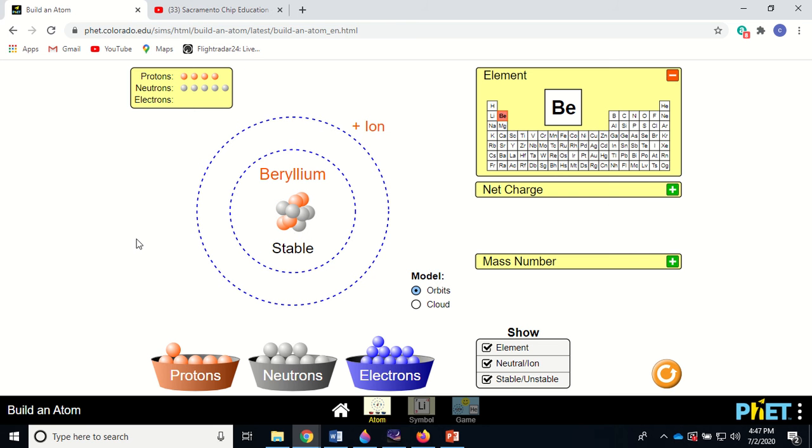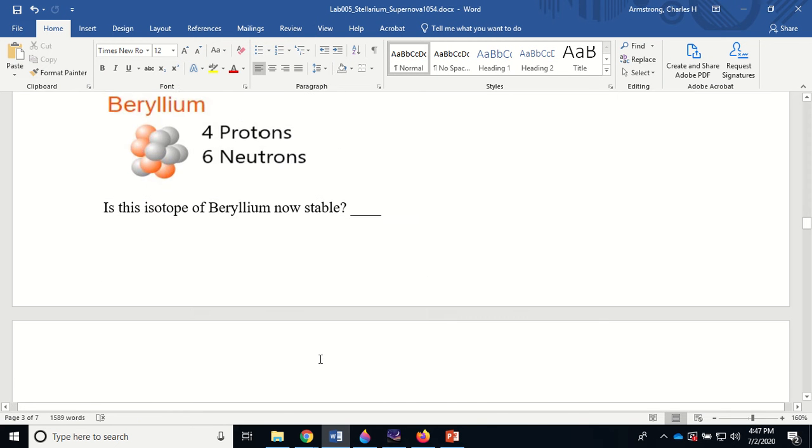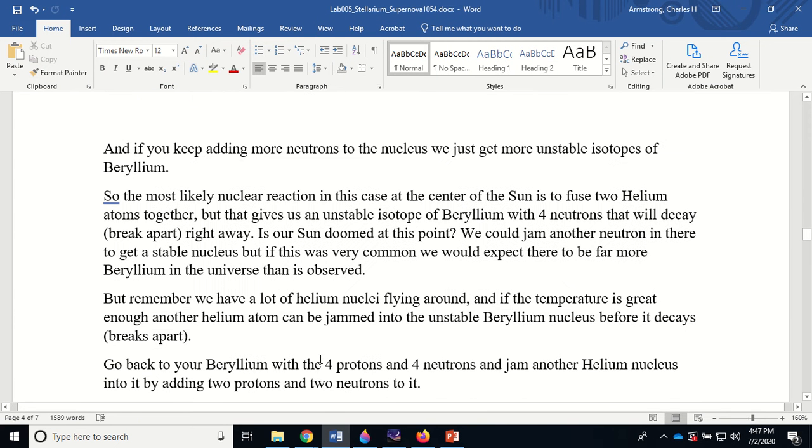Find out what stable beryllium is, but that's not going to be the one that's at the core of the sun, because it's 2 helium smashing together. That gives you this beryllium for an incredibly small fraction of a second. Okay, so you can try other ones.